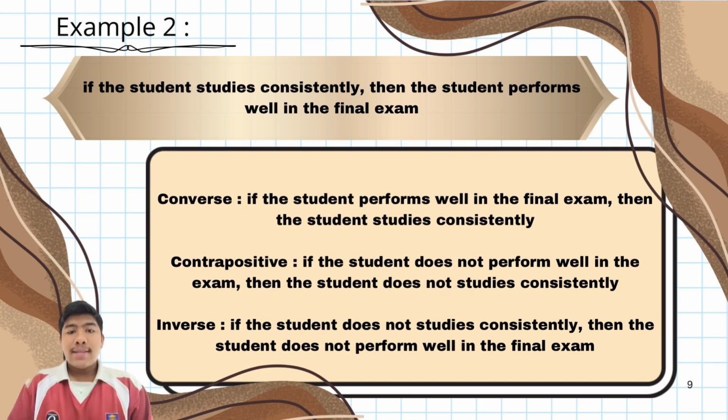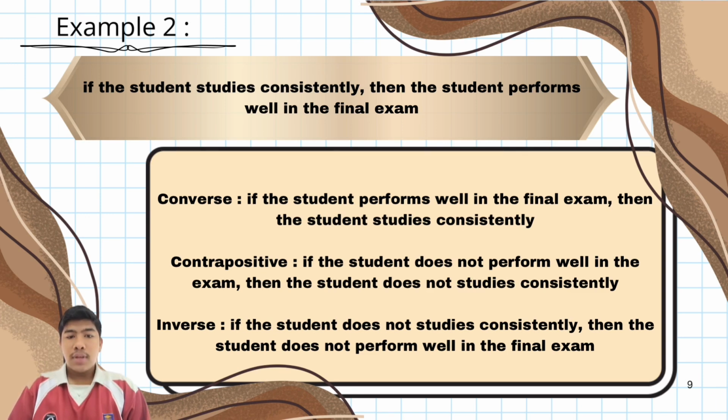For this second example, the original statement is, if the student studies consistently, then the student performs well in the final exam. The converse is, if the student performs well in the final exam, then the student studies consistently. Here, the two statements are switched.